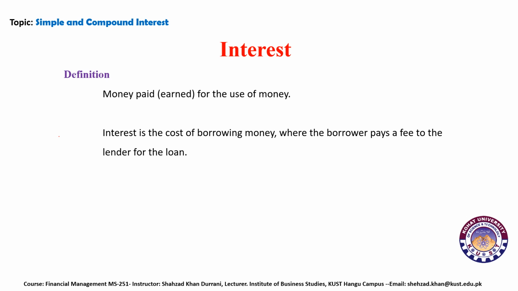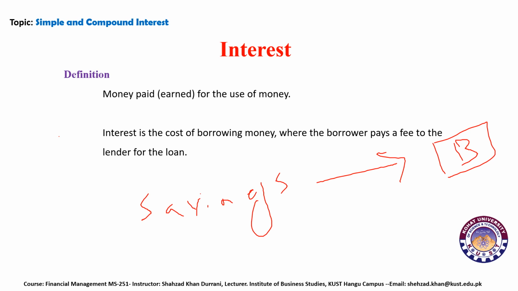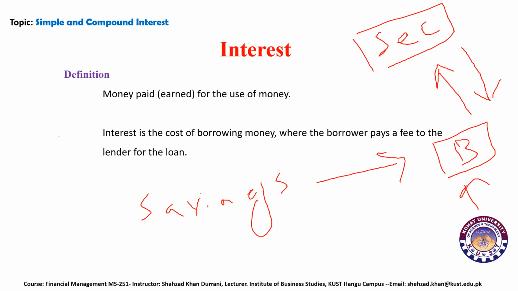For example, you have some savings, and you went to the bank and have a saving account there. When you deposit that amount in your saving account, what is the bank doing? The bank invests that money in other securities, earns from those securities, and provides some money to you. That is called interest. The rate at which they are providing it is called the interest rate.